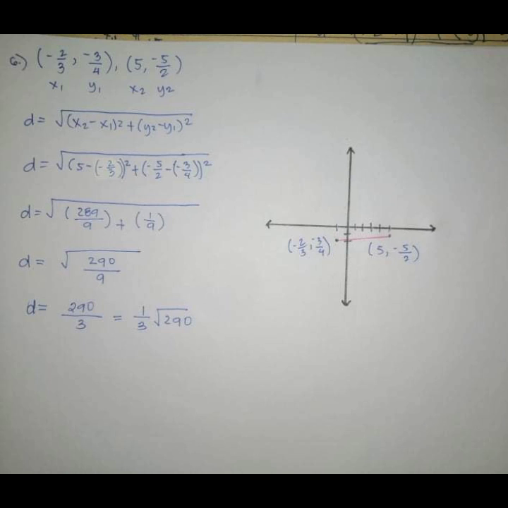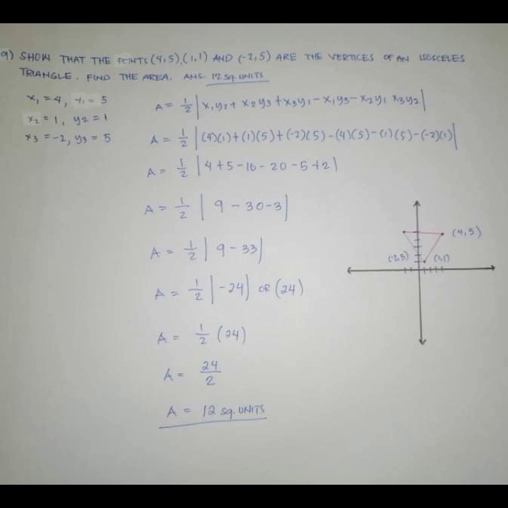So we get the square root of 289 over 9 plus 1 over 9. So we have the square root of 290 over 9. So the square root of that is the square root of 290 over 3, which is equal to 1/3 square root of 290, and the graph will be like this.